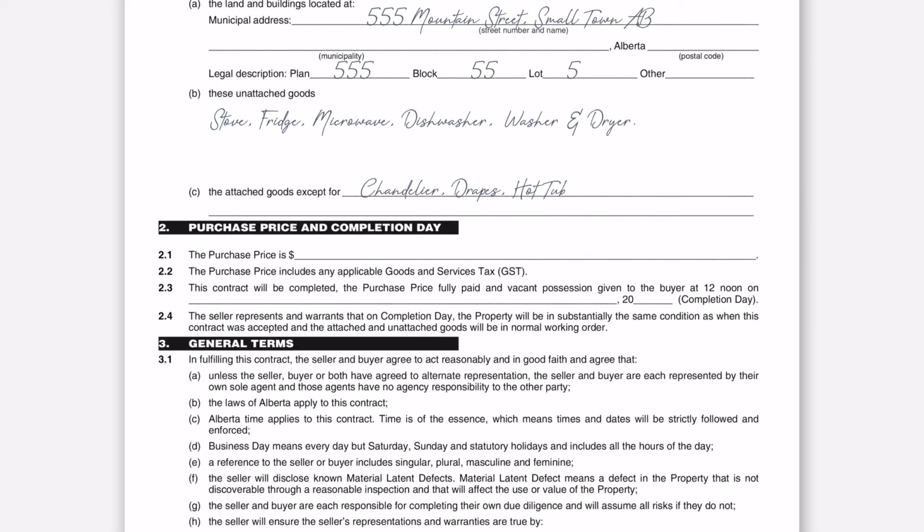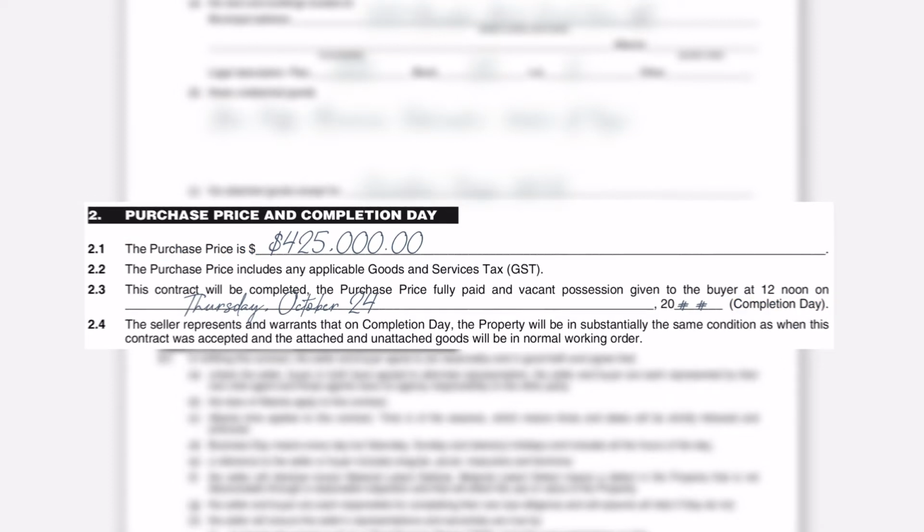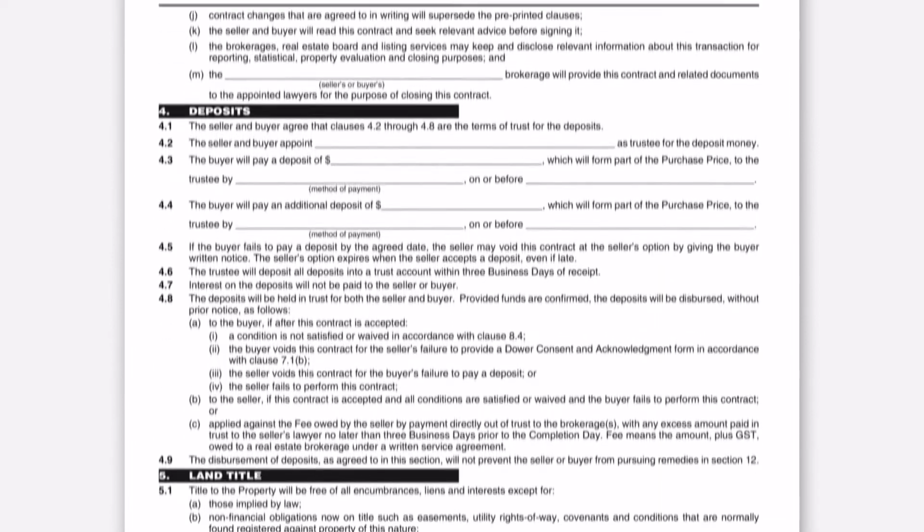3. Purchase price and completion day. This identifies the price the parties have agreed to buy and sell the property for. And the completion day is the date that the transaction will be completed. This means the seller will vacate the property on this date, and the land title certificate will be transferred into the buyer's name so they can take ownership of the property. It is important to make sure this date is not on a weekend or holiday, as we can only close transactions on business days.